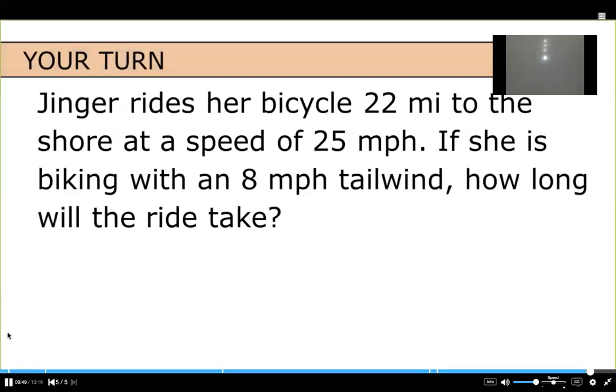Now it's your turn. Okay, so the key with these problems is you're going to need to add or subtract to your rate. Think about the winds and the direction that the person is going, but I'll let you practice these kinds in the homework.